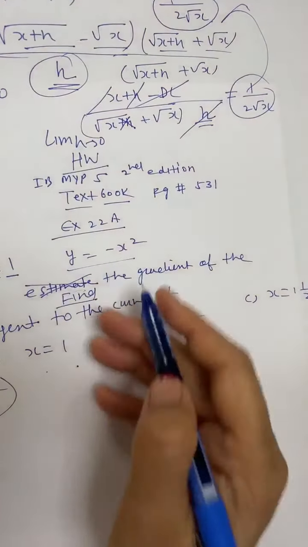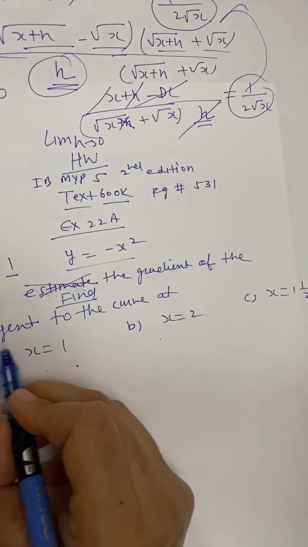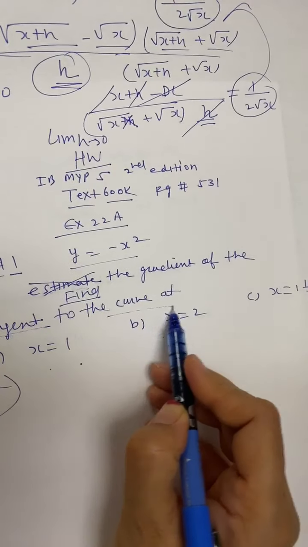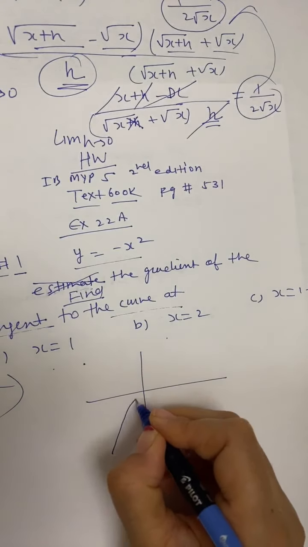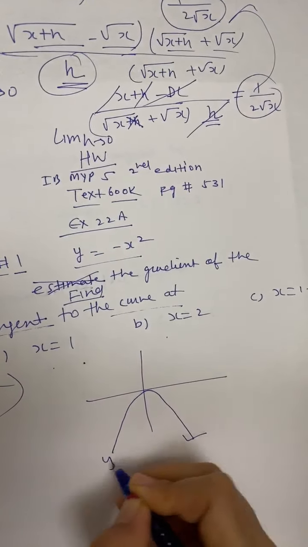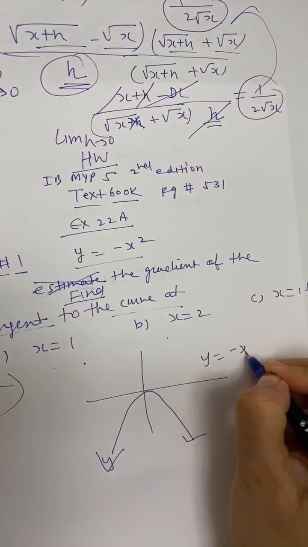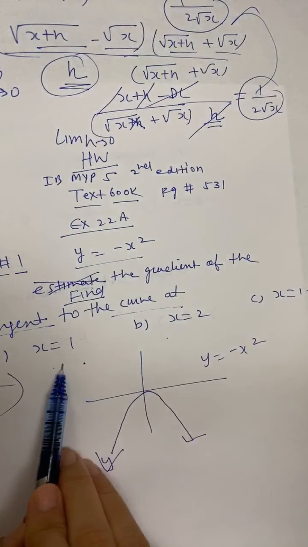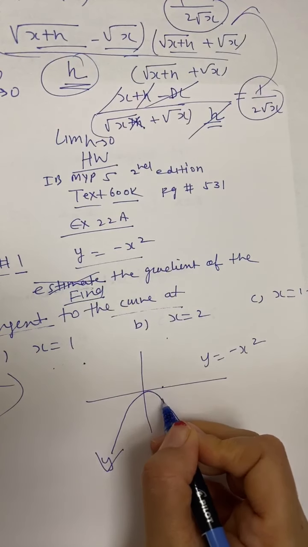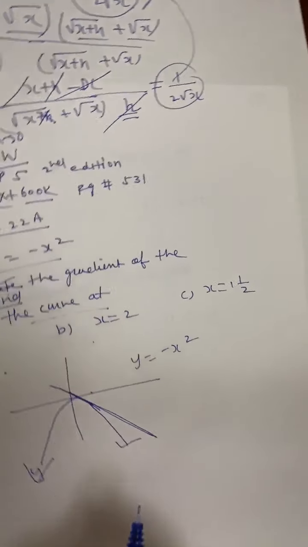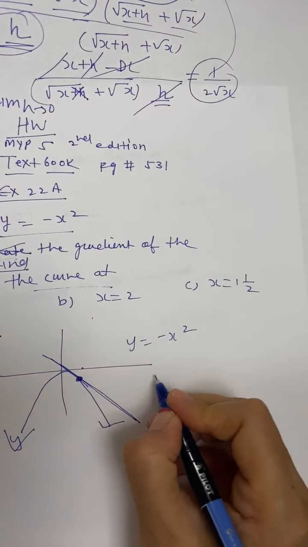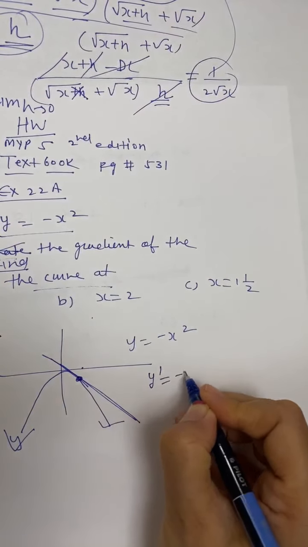Now for this one, find the gradient of the tangent to the curve y is equal to minus x squared. I'm going to just draw this. We know y is equal to minus x squared looks like this. The tangent to the curve at x is equal to 1 is this. So the tangent is this, okay? We know the derivative function, y dash, is minus 2x.